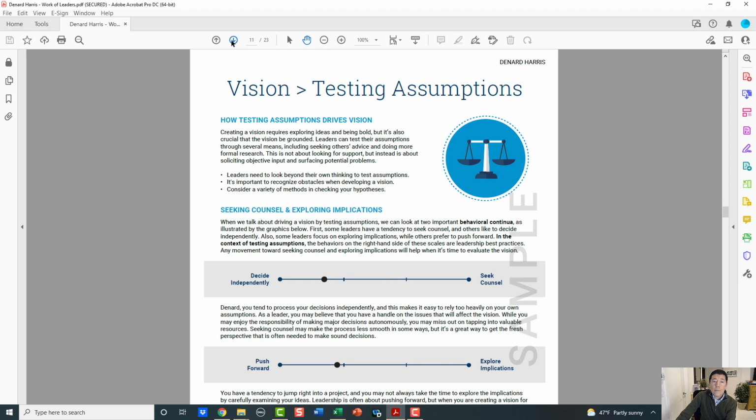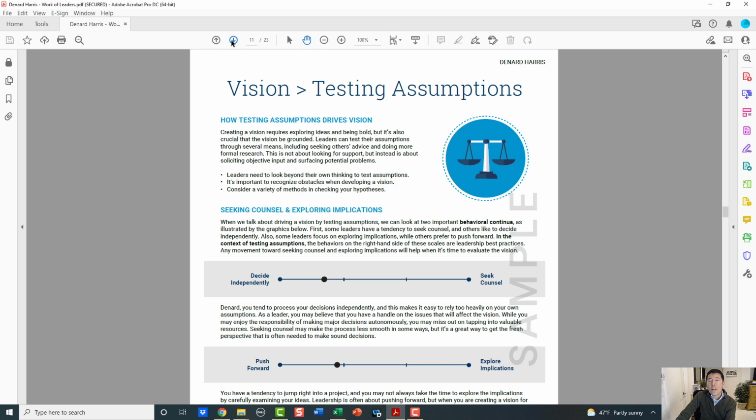On these two, they're not very strong at all on seeking counsel. They are clearly out towards the left side, towards decide independently, and on exploring implications versus pushing forward, they're more likely to push forward. And that may be a characteristic of their D style. Ds would tend to want to decide independently and push forward given natural inclinations toward their style.